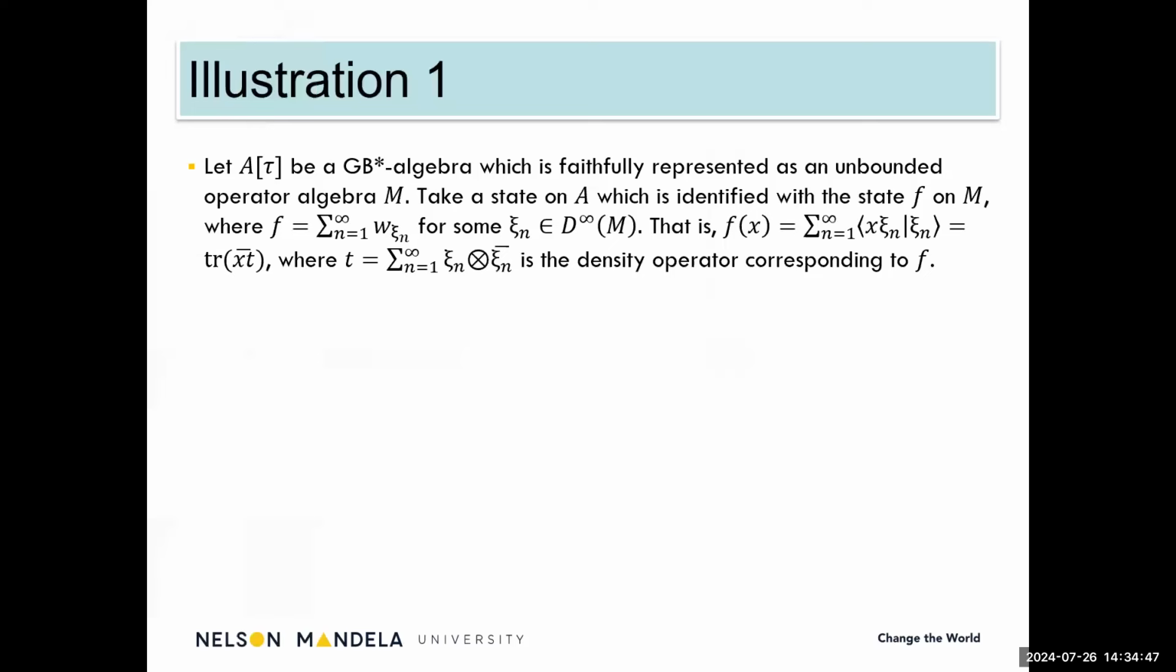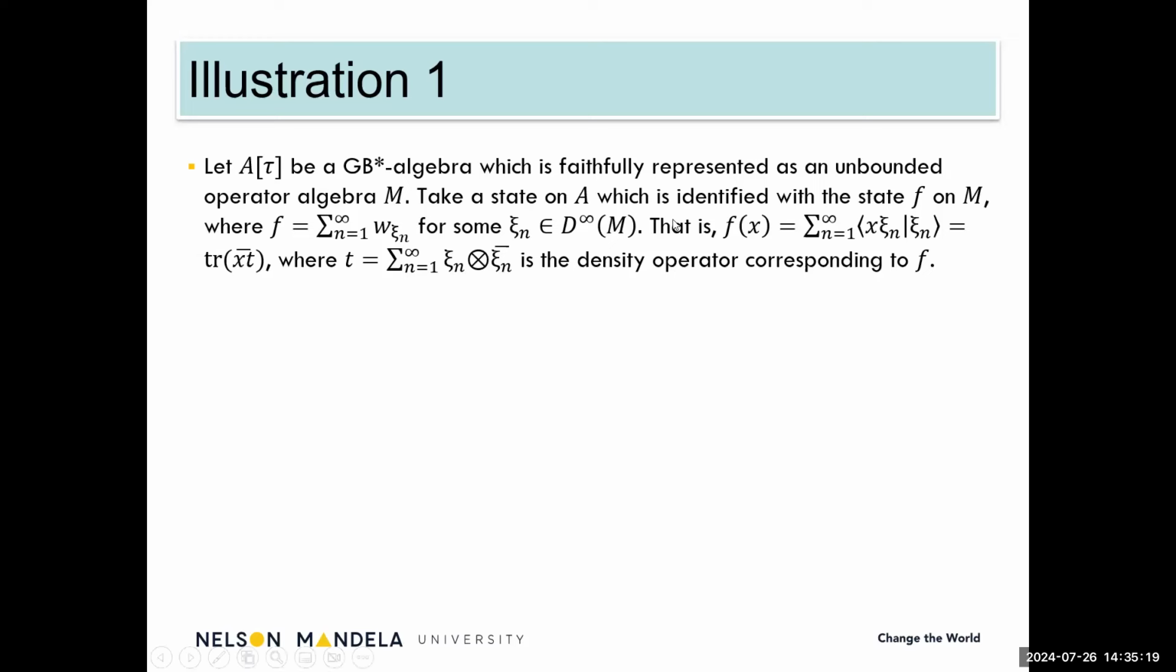Okay, so now we are going back to GB star algebras. These things have states which separate the points. So in a GB star algebra, one also has an abundance of states, and you can form the GNS construction and then the faithful representation via Dixon. Okay, so we assume it is faithfully represented as an unbounded operator algebra M, which we know can happen.